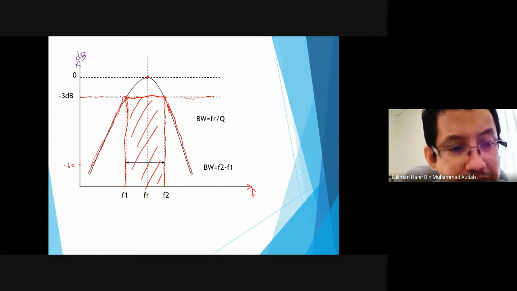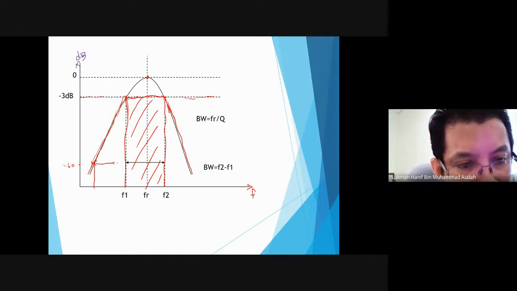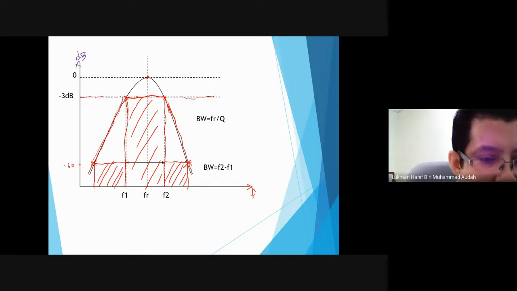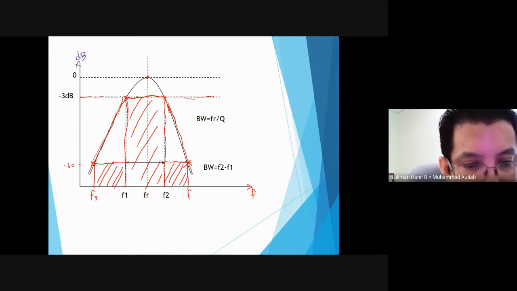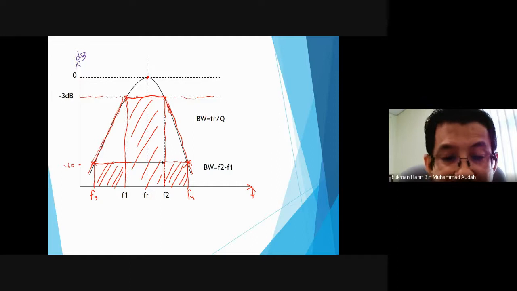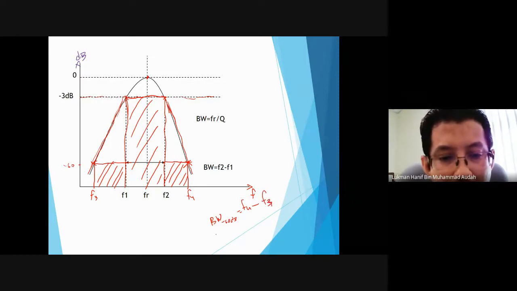Okay, so minus 60 dB is over here. Okay, if I assume like this, dia akan potong di sini somewhere over here. So here maybe I can put F3 and F4. So when you do the shape factor, that means bandwidth of minus 60 dB. For example, bandwidth of minus 60 dB is equal to F4 minus F3. Okay, and bandwidth of minus 3 dB is equal to F2 minus F1.